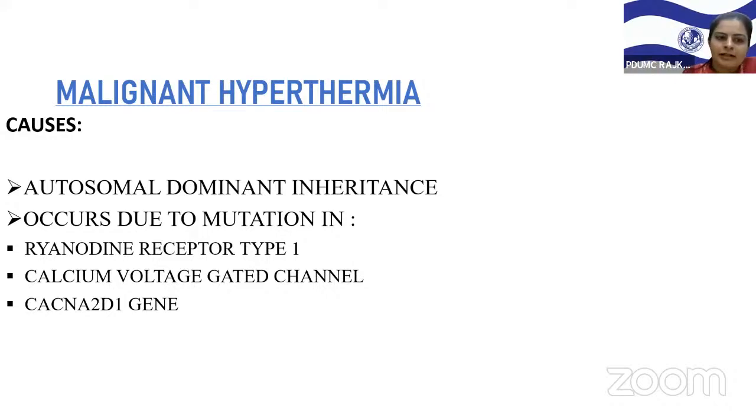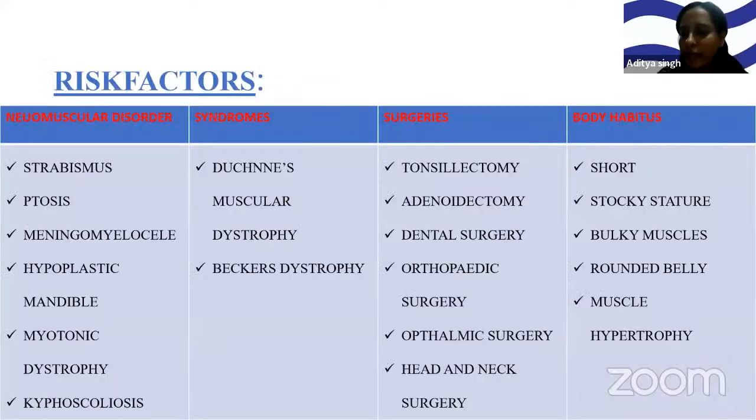What are the risk factors for malignant hyperthermia? Risk factors, there are neurological risk factors like pectus excavatum, muscular dystrophies and strabismus and ptosis. And there are surgical risk factors like tonsillectomy, adenoidectomy, orthopedic surgeries, ophthalmic surgeries, head and neck surgeries. And there are syndromes like Duchenne muscular dystrophy, Becker's dystrophy, and body habitus like short stature, bulky, and muscle hypertrophy. All these are risk factors for malignant hyperthermia.